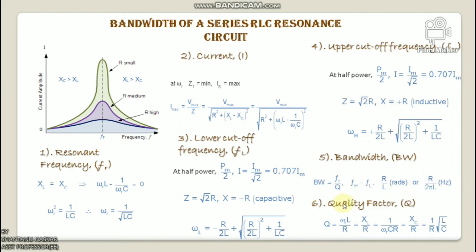And quality factor Q equals omega_R L by R, which equals XL by R. We can also write 1 by omega_R C R, and XC by R, and also we can write 1 by R root over L by C. So that's all the formulas. By these formulas we will solve some mathematics.